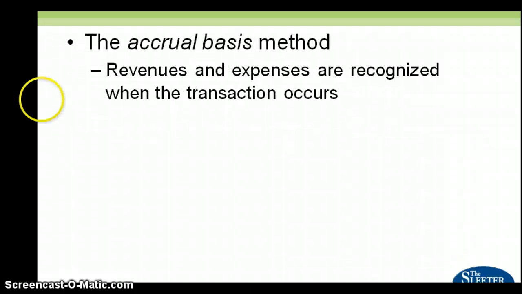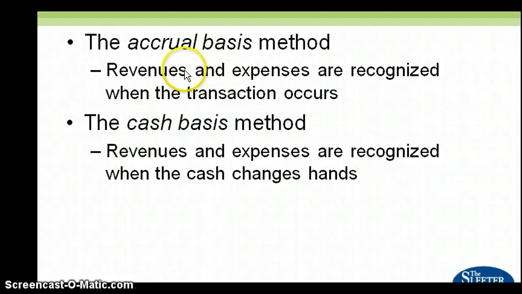We're going to talk about the cash basis and accrual basis, and you know what that is. Cash basis means when something is paid or when cash is received, you make the entry. But the accrual basis is where revenues and expenses are recognized when the transaction occurs, or in this case, when the earnings process has been completed. That is the accrual basis as far as GAAP is concerned. And the cash basis method is where revenues and expenses are recognized when the cash changes hands, when it's paid or when the cash is received.